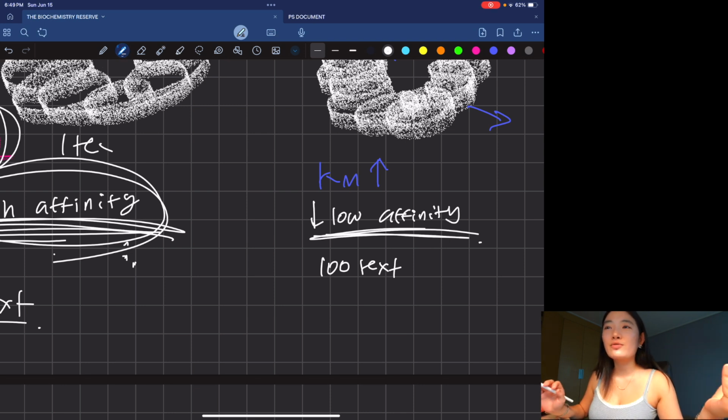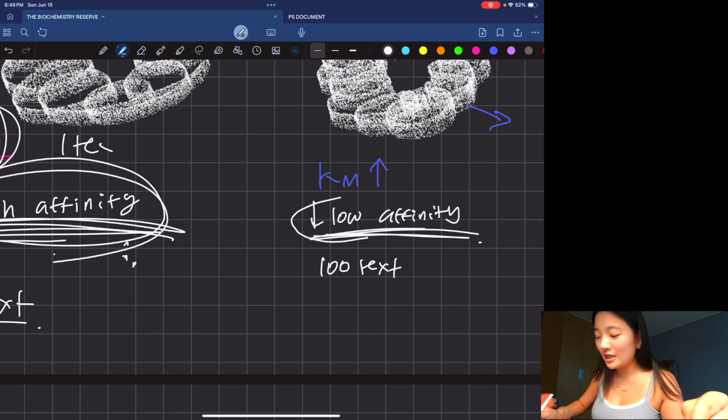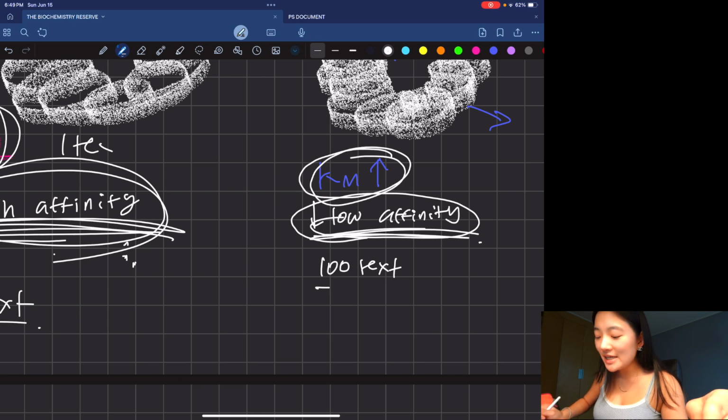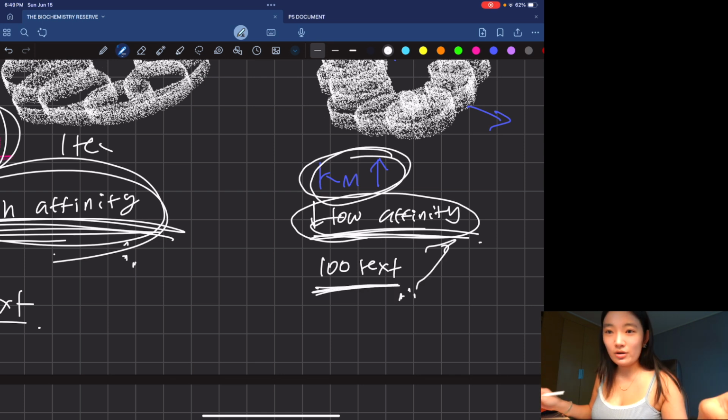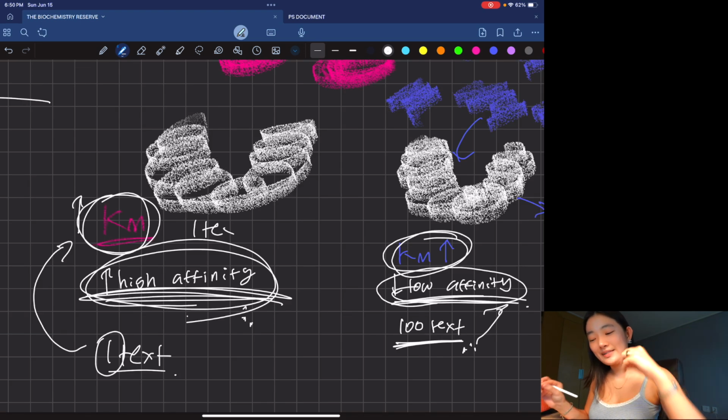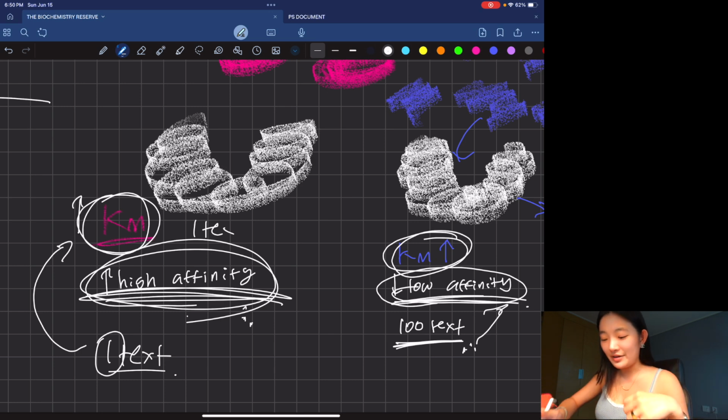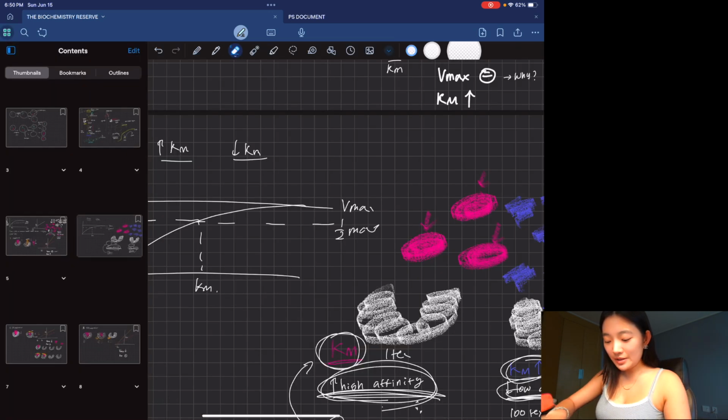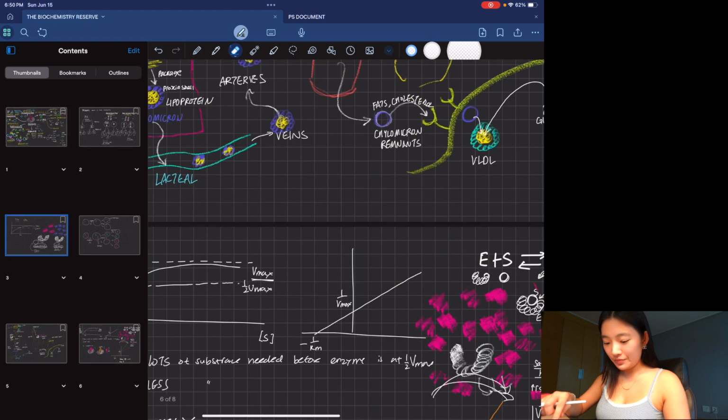So it takes about 100 texts for them to finally reply back once. That is an enzyme, i.e. a toxic situationship that has a low affinity for you, therefore requires a high Km, requires more texts for them to give you a response. So that's kind of a silly way to conceptualize the reciprocal relationship between high Km, low affinity, and then low Km, high affinity. With that out of the way, we're gonna start talking about inhibition.